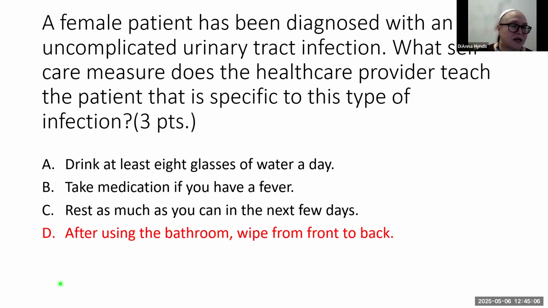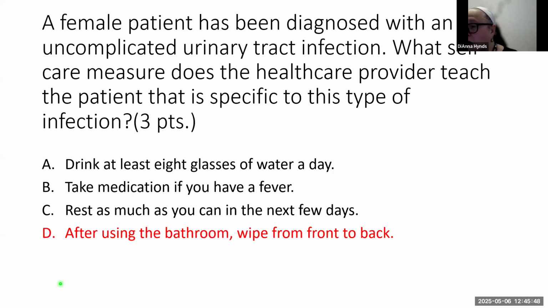And so this is an uncomplicated UTI. The most common microorganism that's going to cause this is going to be E. coli. E. coli is an enteric bacteria, and so it actually comes from the feces. So the best way to prevent E. coli infection would be to prevent the infection or the cross-contamination from feces. And so that's why the best answer here is to tell the patient to wipe from front to back. That prevents the cross-contamination from the feces.